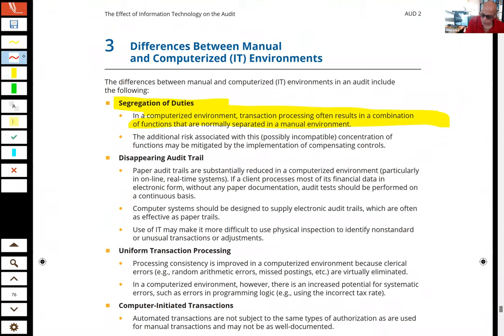So you could go ahead and flashcard that. Another consideration when your client is in an IT environment is this notion of the disappearing audit trail. Okay, so it costs money to store information on a computer system. You have to have the capacity to store things. And if you have an entity that has a high volume of transactions, well, you don't expect them to pay all that money for that storage.